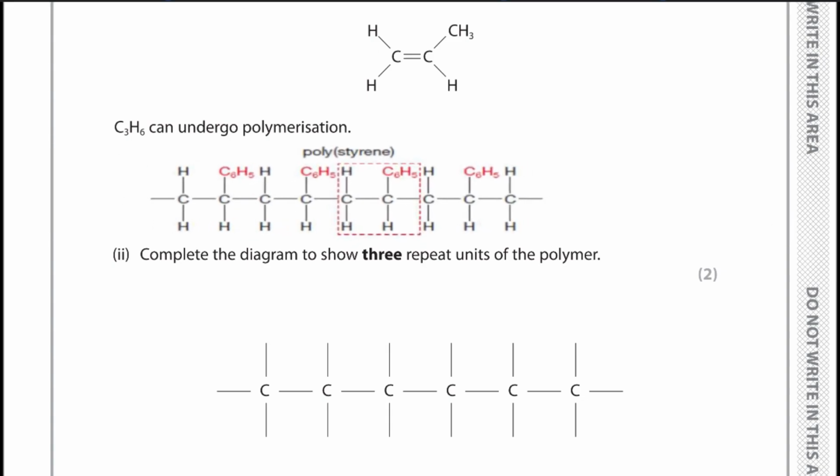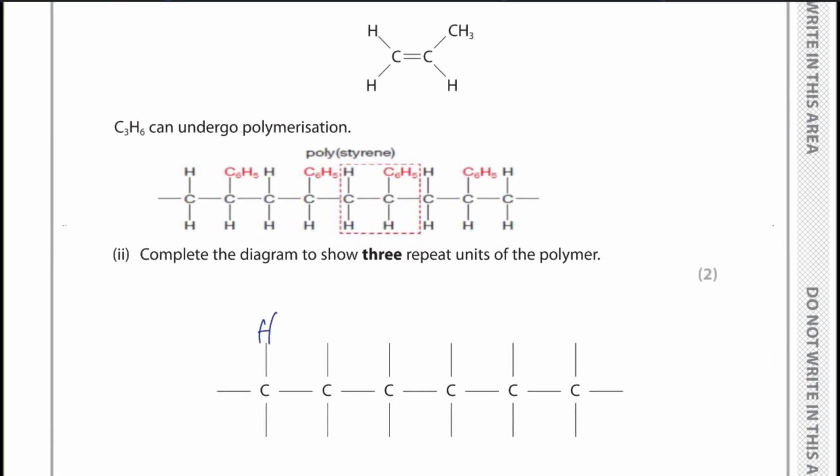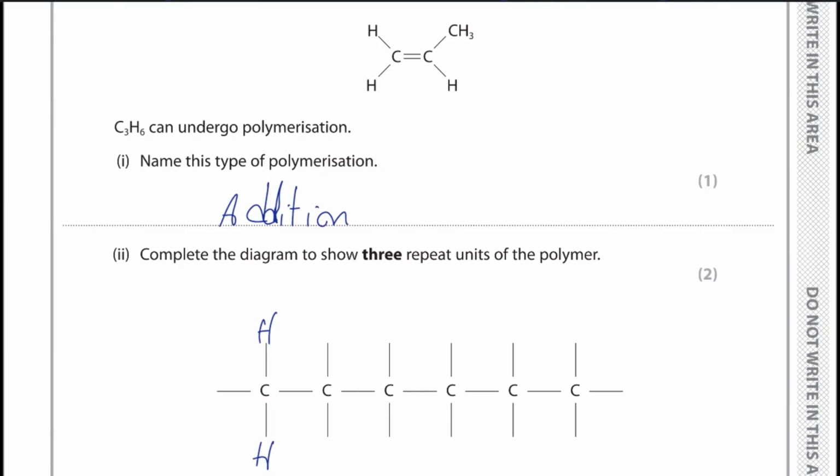First, carbon containing 2 hydrogens, as you can see right here, 2 hydrogens. And the second one, CH3 and H. And we have to repeat it. 2 hydrogens right here, and CH3 and 1 H. Sorry. 2 hydrogens, CH3 and 1 H.